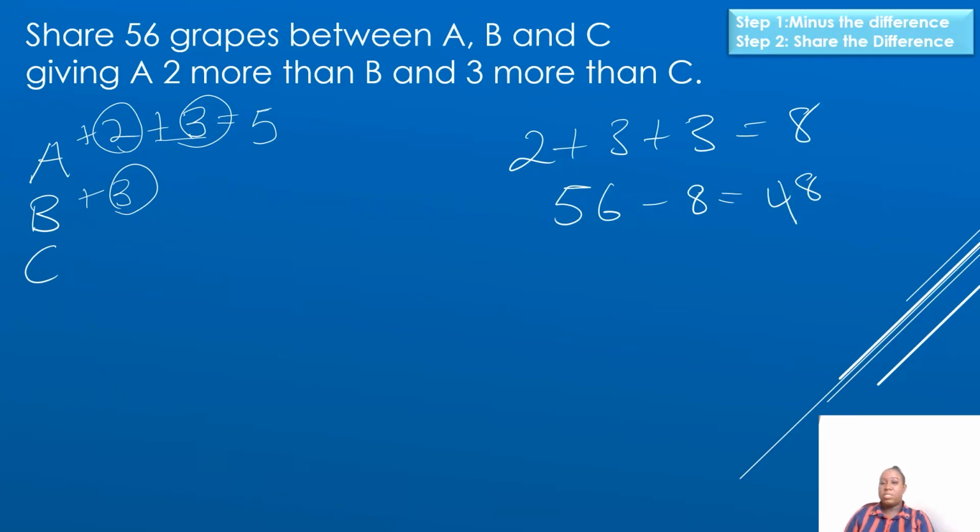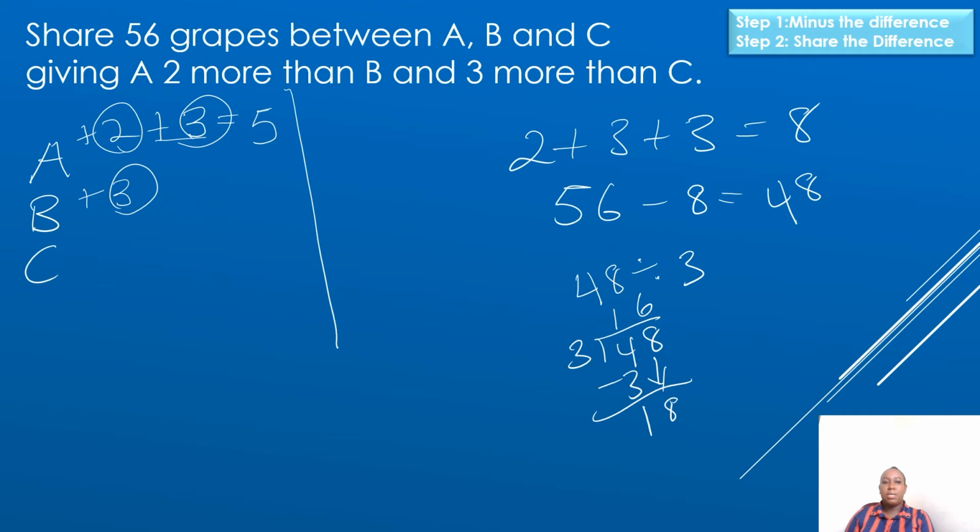And now that I have 48, how many parts do I need to divide 48 into? 3. 3 into 4 is 1. 3 ones are 3. I subtract. Bring down my 8. 3 into 18 is 6. So I am getting 16. Okay? So here we can see that A is going to get 16, B is going to get 16, and C is going to get 16. However, A is getting 5 more. B has to only be 2 more than A, so I need to add my 3 here. After adding, what am I going to get?